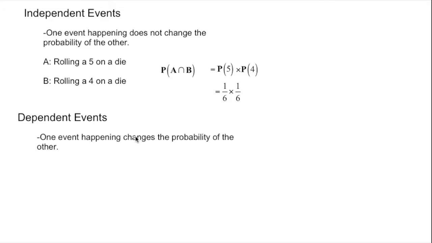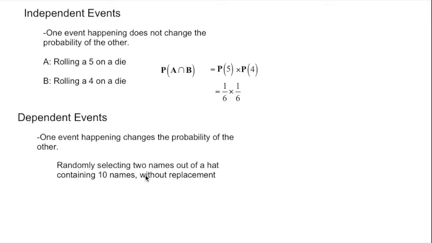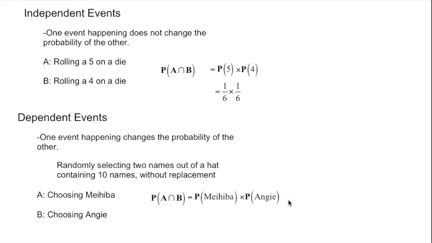Dependent events. One event happening changes the probability of the other. For example, let's say out of our class, you take 10 names and you put them in a hat. You're choosing 2 people, one to be president of the class and one to be vice president. A is choosing Mahiba on the first draw and B is choosing Angie on the second draw. The probability of getting Mahiba, Angie would be the probability of choosing Mahiba times the probability of choosing Angie.